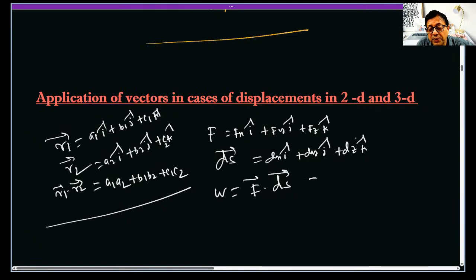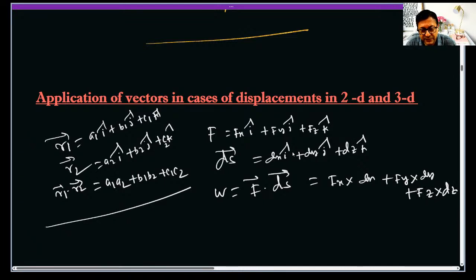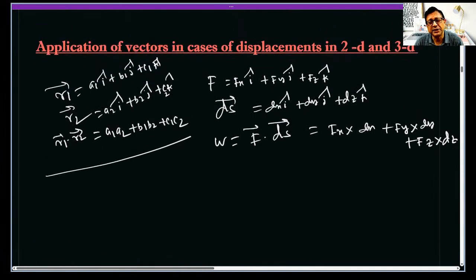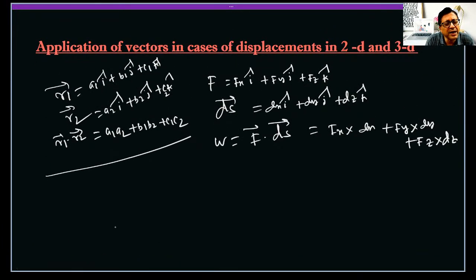So this time work done is going to be what? Fx into dx plus Fy into dy plus Fz into dz. Am I correct? Just consider one 3-dimensional case. 2-dimensional will be the same thing. Let us find in case of 3D.